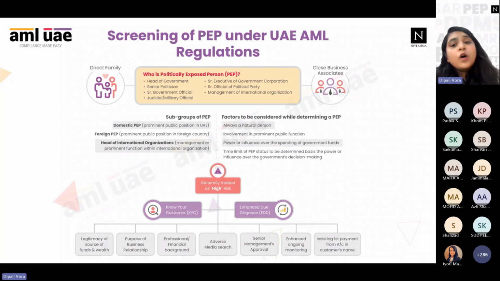Politically exposed person will always be a natural person. He would be having a prominent public function. He would be having the power to influence or take policy making decisions. They will decide where the money would be used. Generally, politically exposed persons are treated as high risk, but specifically for the domestic PEP, you may take a risk-based approach and decide whether you want to treat them as high risk or medium risk or low risk.